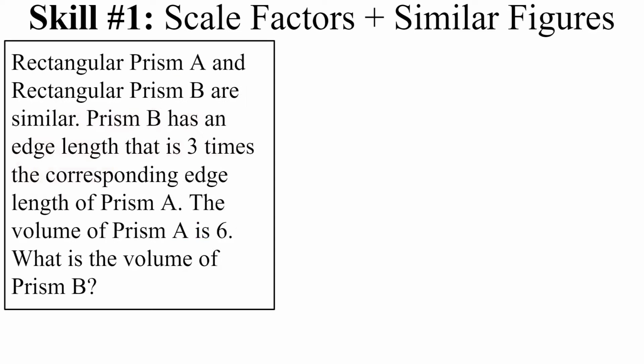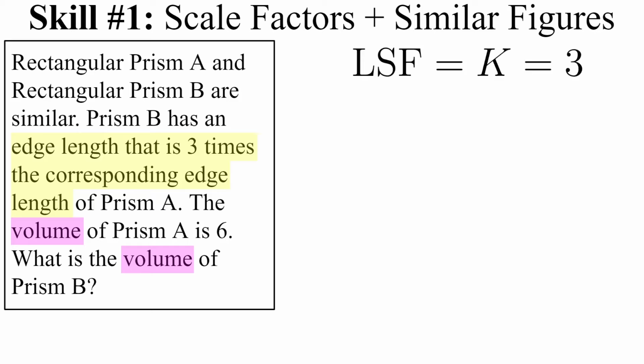All right, let's look at the next one. So it says that they're similar, so we can use this concept. And it says that we have an edge length that is 3 times the corresponding edge length of prism A. Okay, so that is telling me it's bigger than 1, so it fits our definition. So that is telling me a length scale factor. We said edge length is a linear measurement. So the LSF, which is K, is 3. Now it's asking us about volume. So we want to find the volume scale factor, which we already talked about, is K cubed.